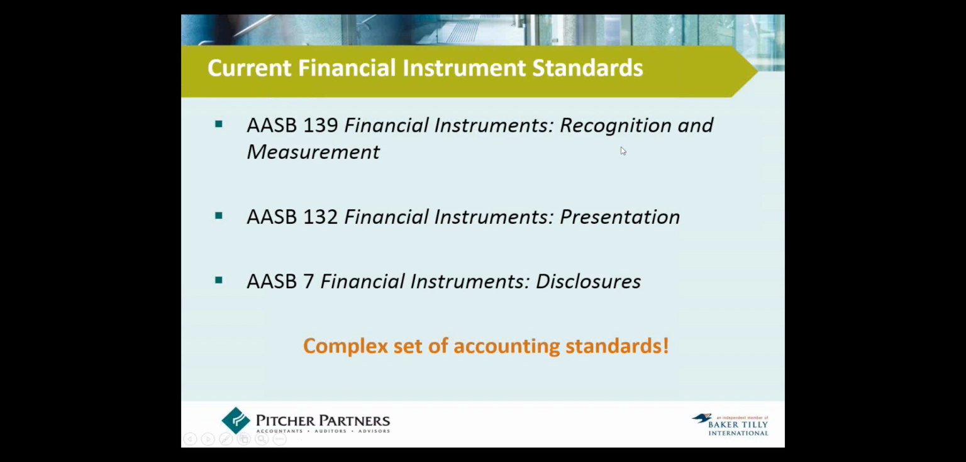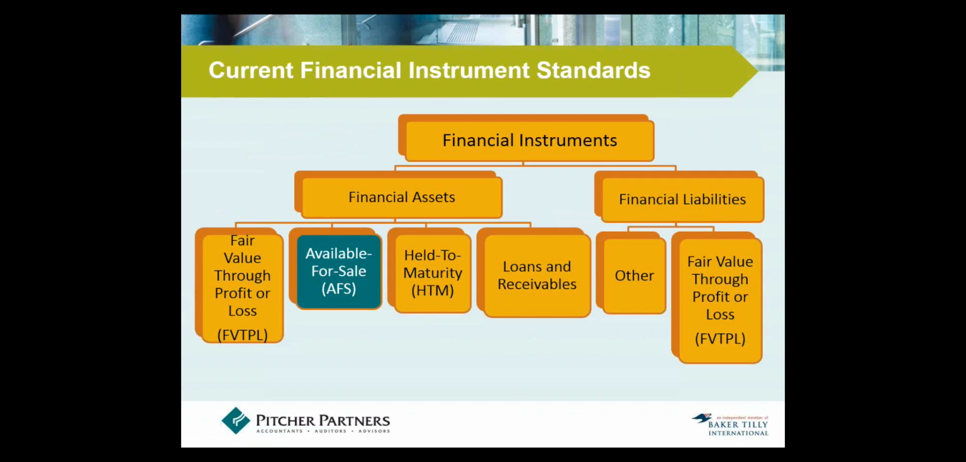At the moment, our current financial instrument standards are AASB 139, which looks at recognition and measurement. We've got AASB 132 on presentation. We've got AASB 7 on disclosure. So we've got a complex set of accounting standards, and there's been a lot of pressure on these accounting standards during the global financial crisis.